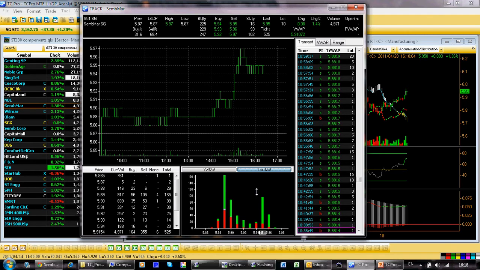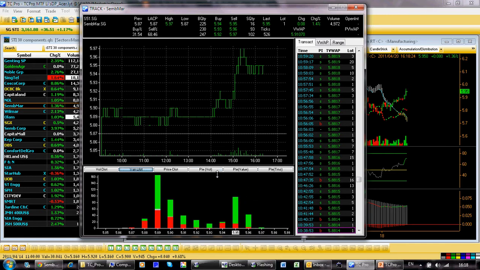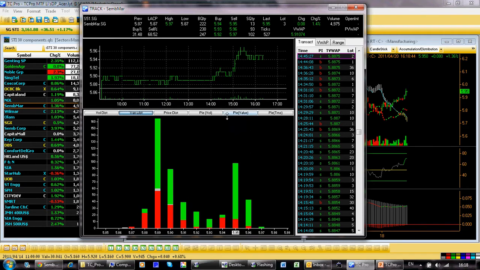Okay, but today what we are going to introduce to you is our newly added features. You can go to those features by right clicking and changing from view 1 to view 2. You can also adjust the table by holding your mouse and bringing it higher.